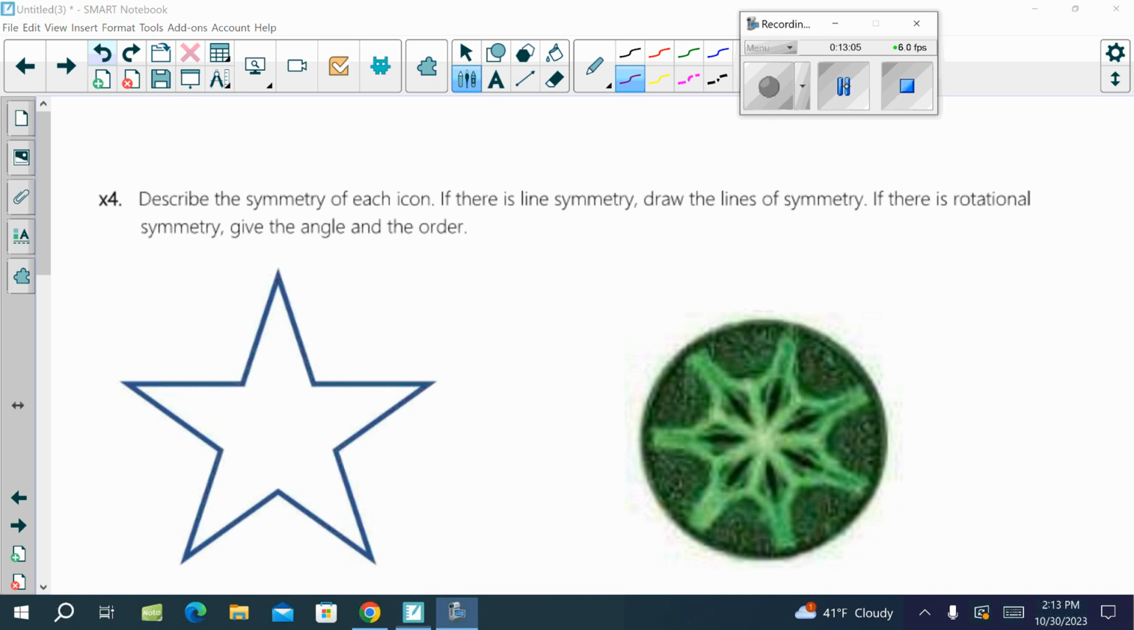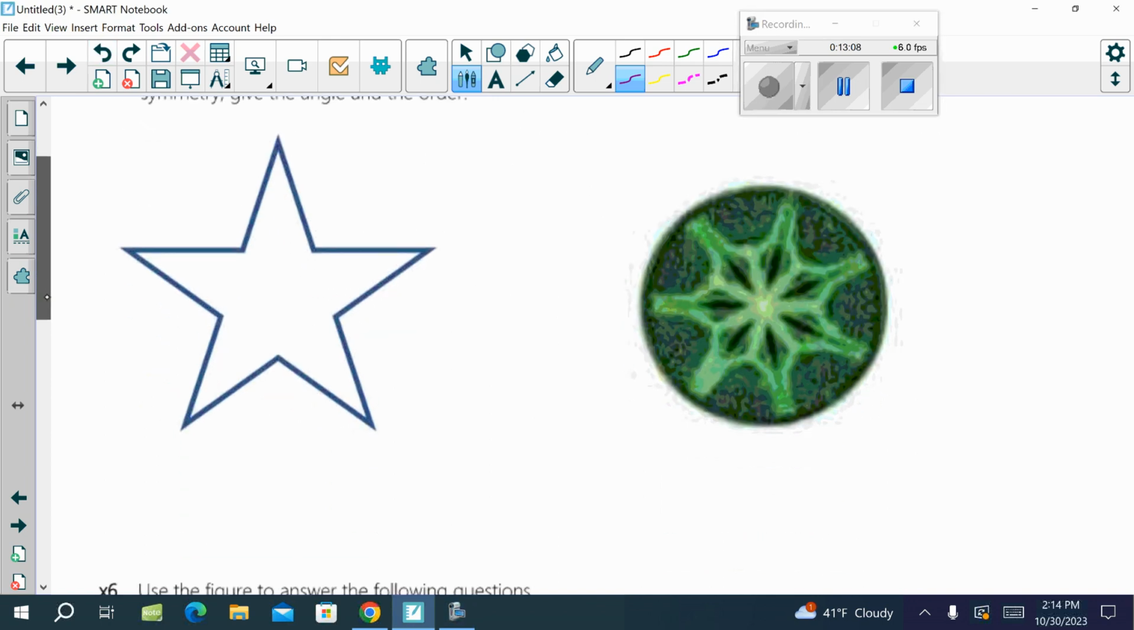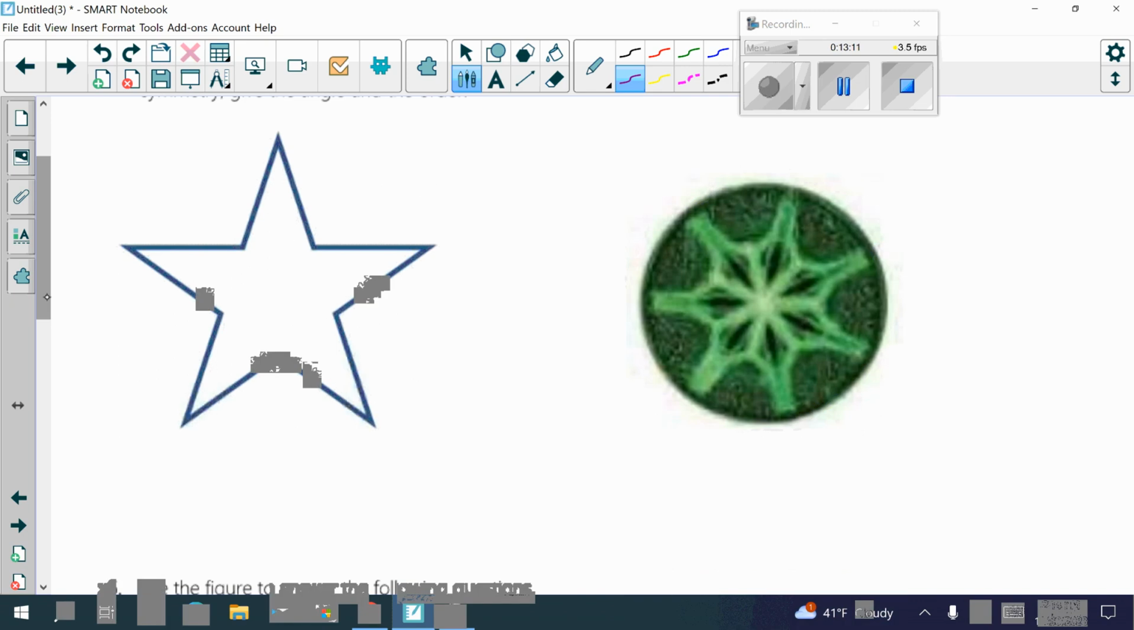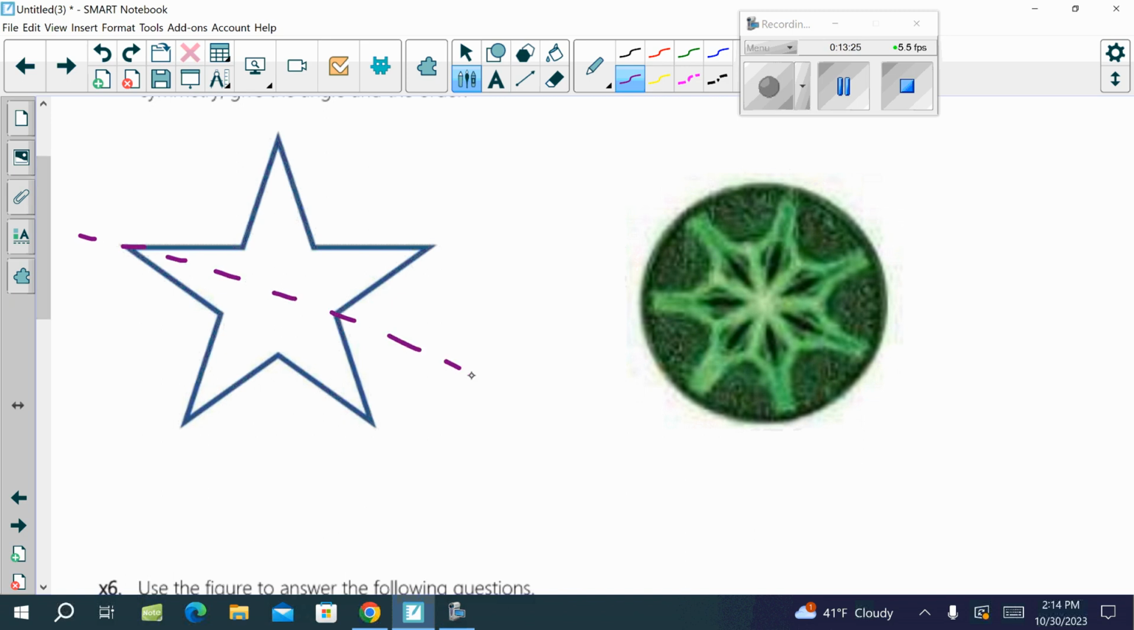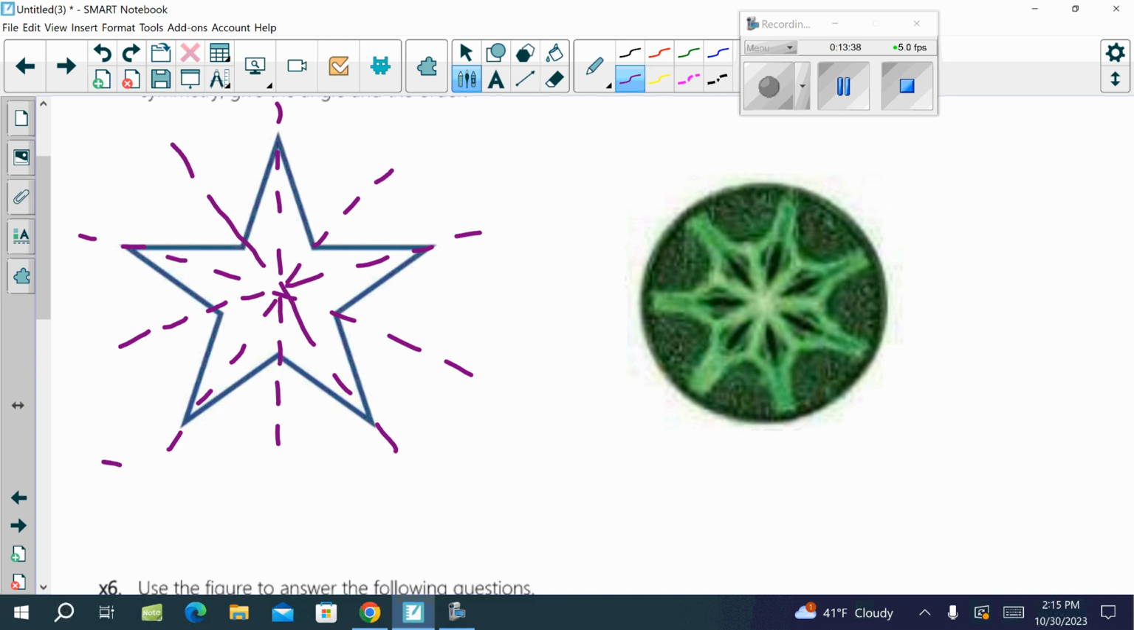Go. All right, what'd you guys say for the star? You said what? Ooh, 5. I agree with Aiden. 5. Where are your 5, Aiden? Good. Through each point of the star. So 5 lines of symmetry. Thank you.